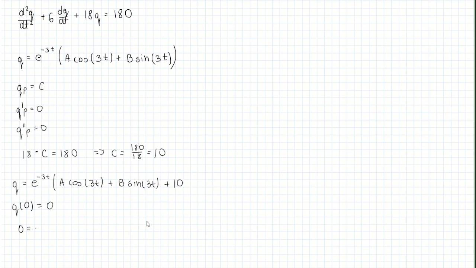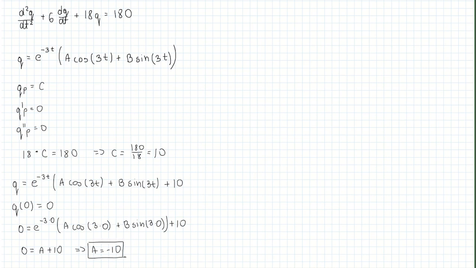0 is equal to e to the power minus 3 times 0, a cosine 3 times 0 plus b sine 3 times 0, plus 10. e to the power minus 3 times 0 is e to the power 0, which is equal to 1. So we have 1 here. Cosine 0 is equal to 1, so we have a times 1. b times sine 0. Sine 0 is equal to 0, therefore b times 0 is equal to 0, so we have a plus 10. And from that, we can conclude that a is equal to minus 10.